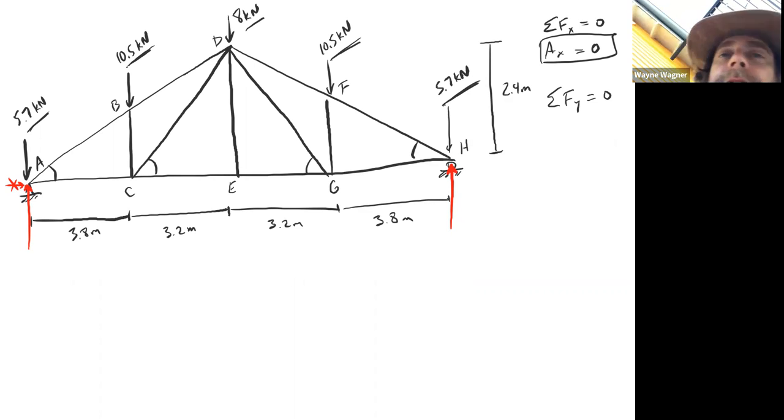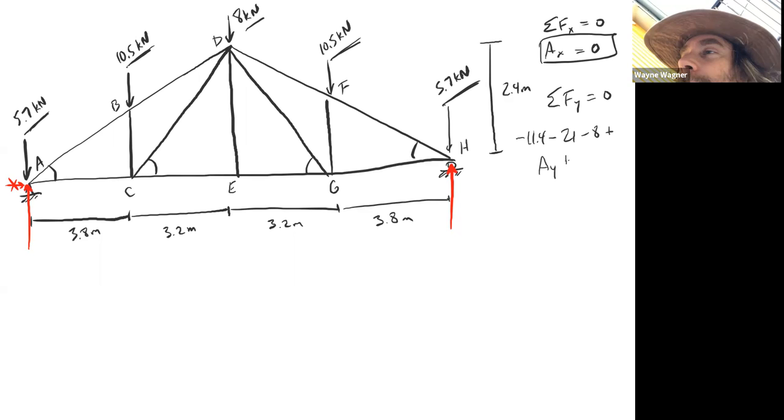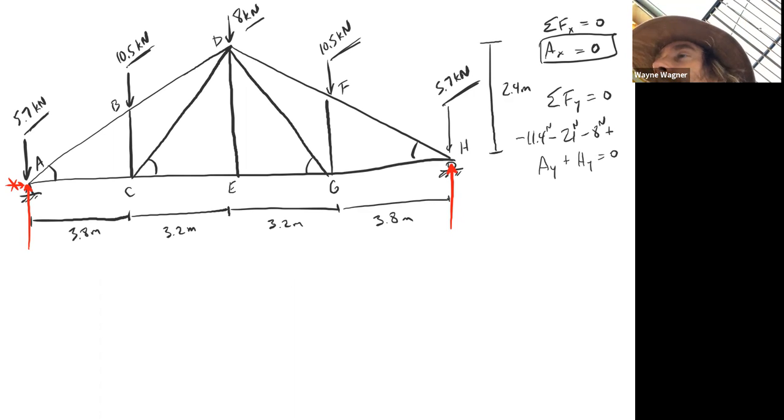So what's that? These two add up to 11.4. So negative 11.4 minus 21 minus 8, plus AY plus HY equals 0. Sorry, there's no newtons in here only because I'm out of space. So that's 40.4 it looks like. So AY plus HY equals 40.4 newtons.